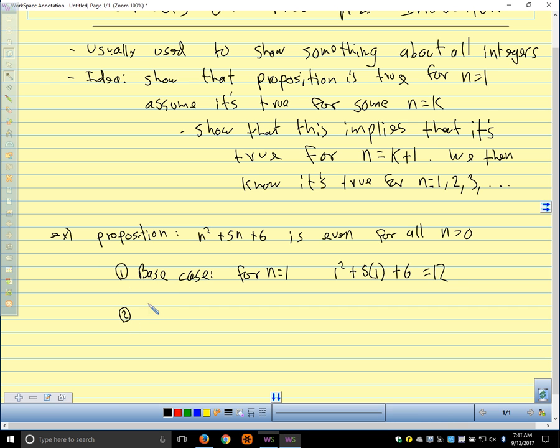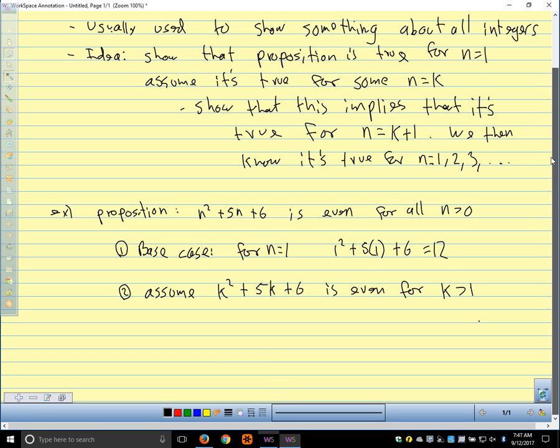And then for what we call our induction step, we say assume that k squared plus 5k plus 6 is even for some k greater than 1. Assume that is true for some integer greater than 1. Now we're going to show that this implies that it's true for k plus 1.